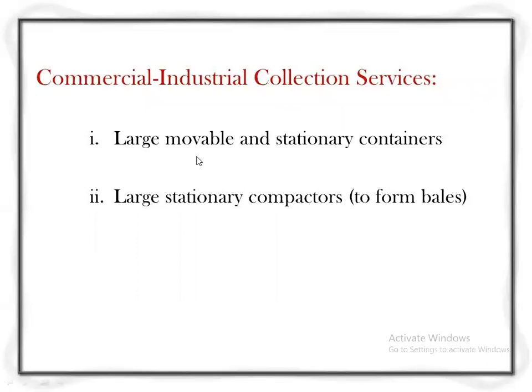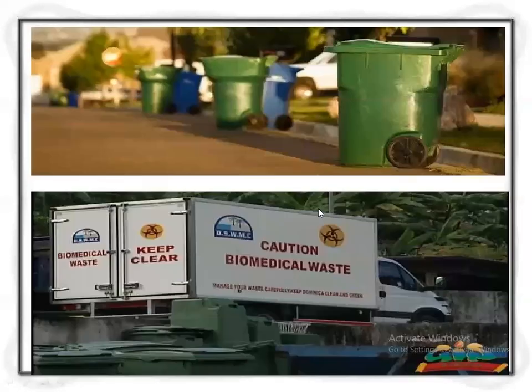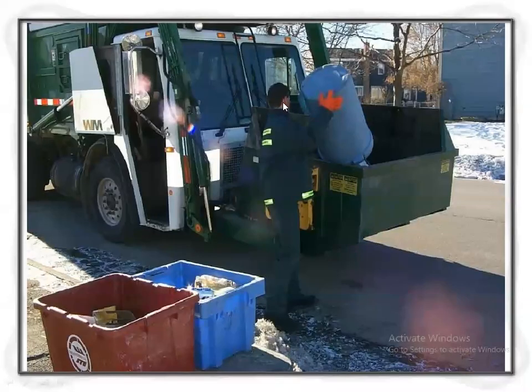These methods are seen in commercial industrial collection services, which include large movable and stationary containers and large stationary compactors used for collection of waste from industries. These are the large containers and vehicles used for collection of the solid waste. The biomedical waste collection vehicle. There are green and blue containers for the collection of solid waste. The image shows the collection done in these containers.